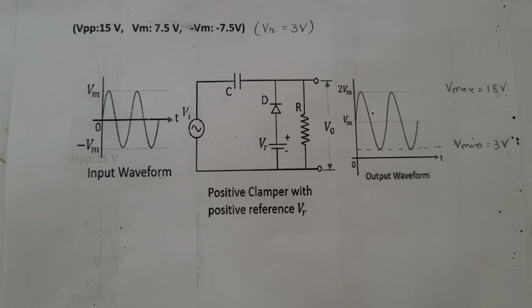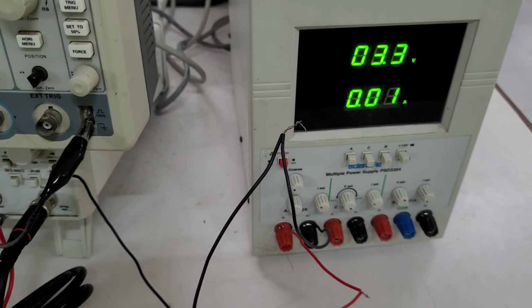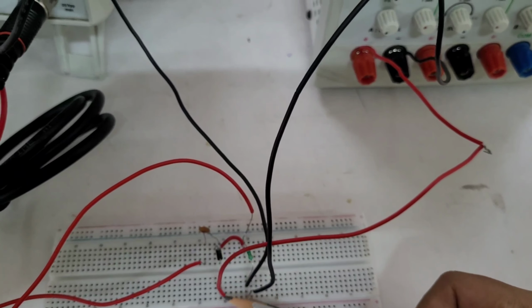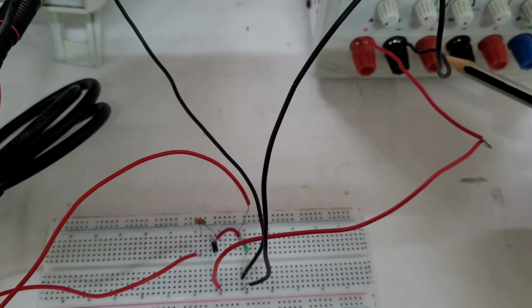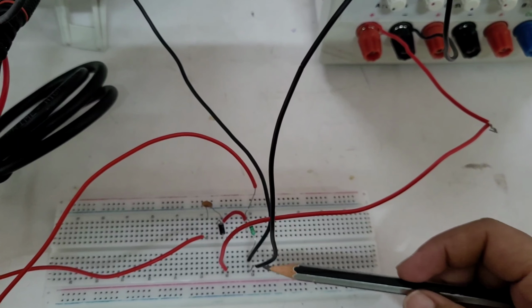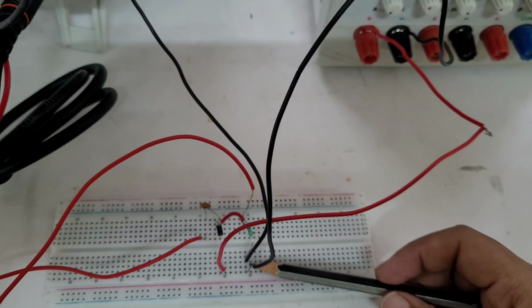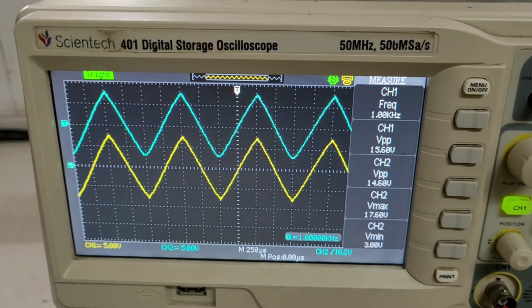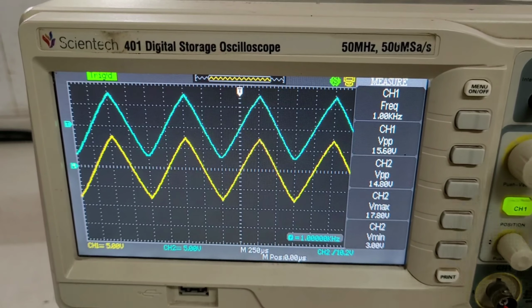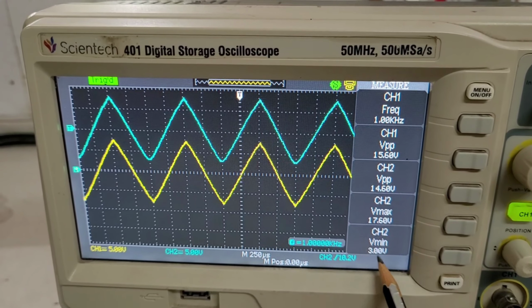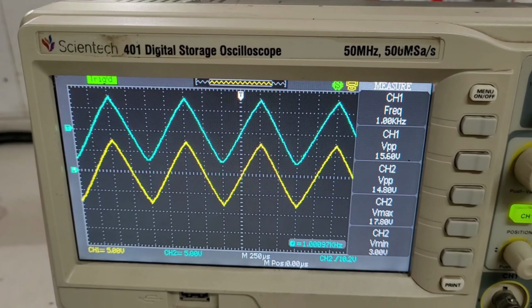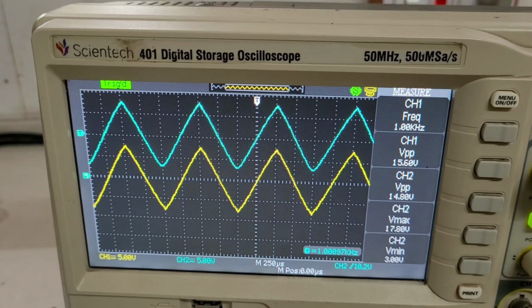Let's observe the waveform. The positive reference voltage is fed to the anode of the diode, and the negative of the voltage reference is fed to the resistor. The output waveforms can be observed like this. As we can see, output Vmax is 17.8 volt and V minimum is 3 volt. So this circuit is shifting the AC input signal to a positive reference voltage, that is 3 volt.